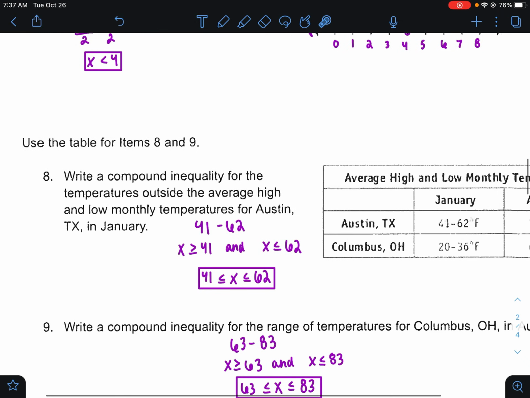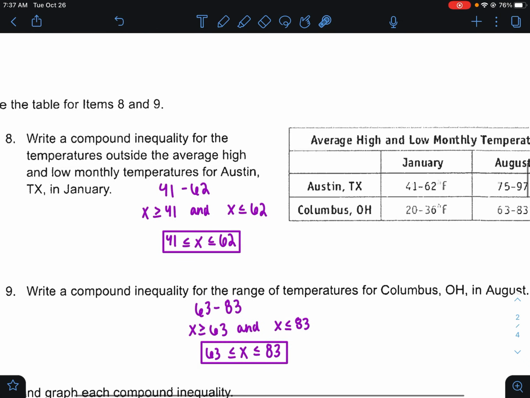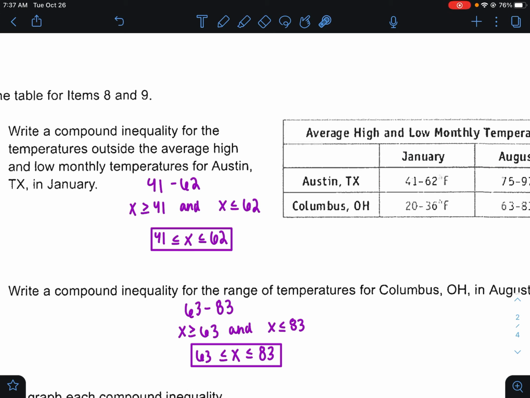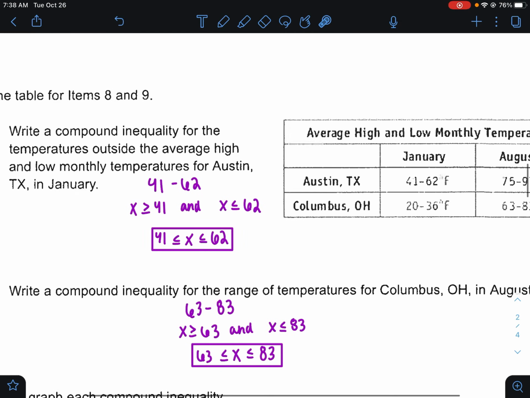Okay. Number 8 and 9 here, write the compound inequalities based off of this table. So if we're in Austin, Texas, in January, we're looking at this range here, 41 to 62, which means that x has got to be greater than or equal to 41, because 41 is also a value, and it's got to be less than or equal to 62. So what we do is we combine both of those by just combining your x's.